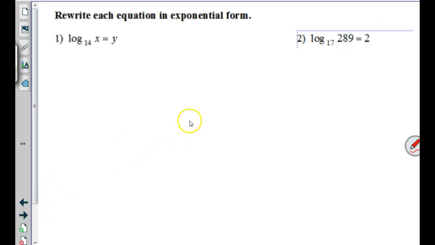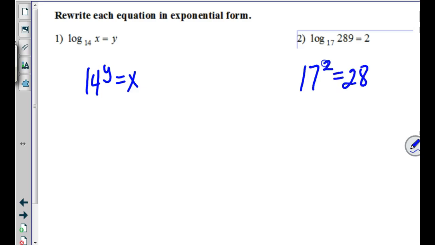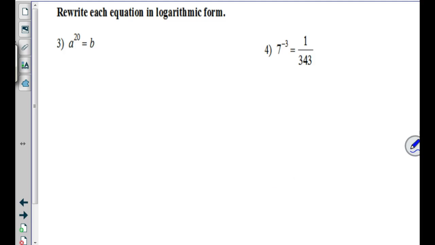So how would you rewrite this one? Okay. All right, go in the other direction. Hang on, I'm trying to switch to the next one.